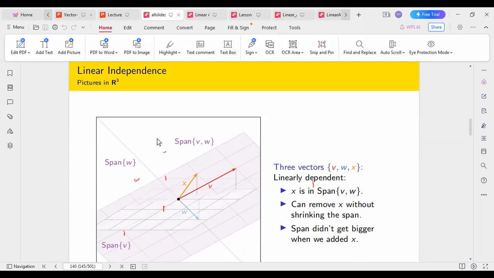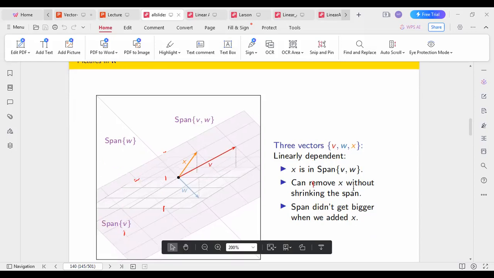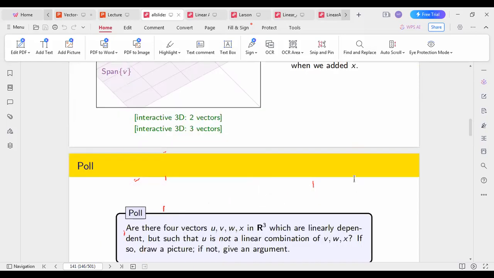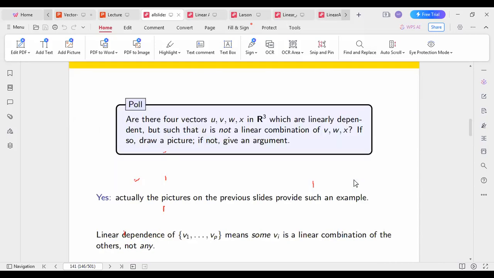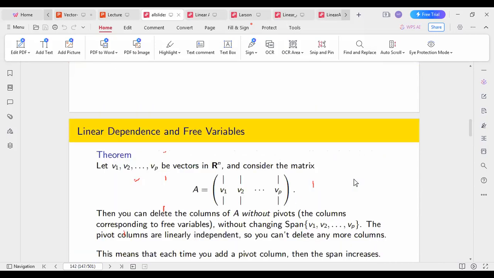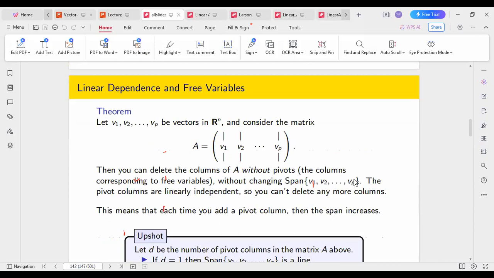Now the span of B, W: three vectors B, W, X are linearly dependent if X is in the span of B, W. We can remove X without shrinking the span, and the span did not get bigger when we added X. So this is the example of linear dependence in three vectors.